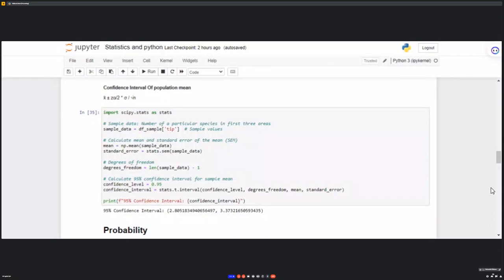My confidence level is 95%, but here it is a proportion. And now when calculating, the module that we use is stats, and then the t here stands for t statistics. And then we're calculating the interval. So we need to provide the confidence level, which is here 0.95. We provide the degrees of freedom, which is here. We provide the mean, and we provide the standard error, which is also here. And then it will give us the confidence interval.